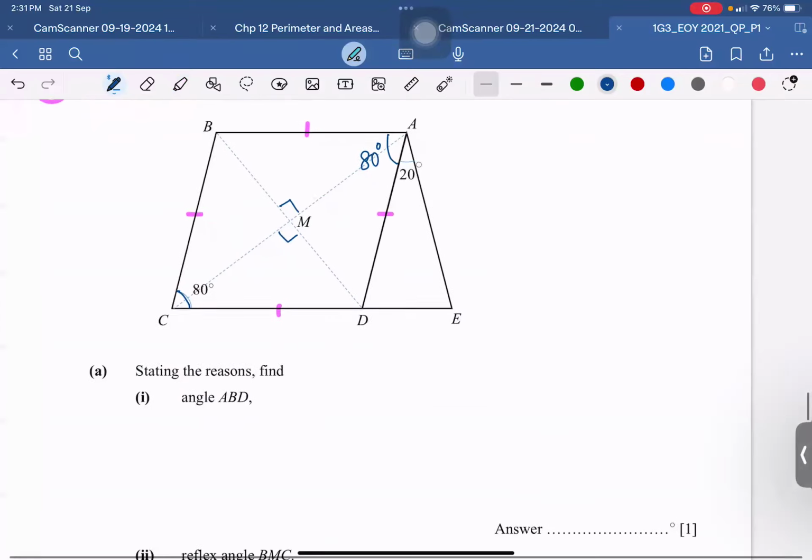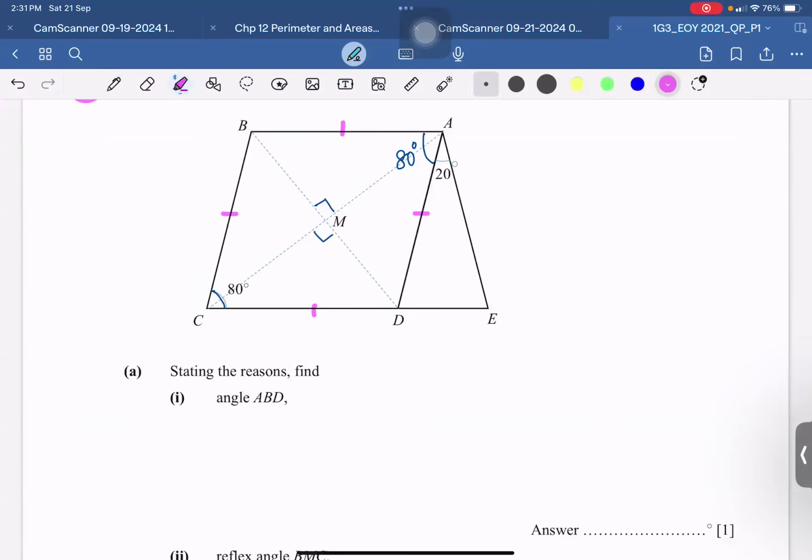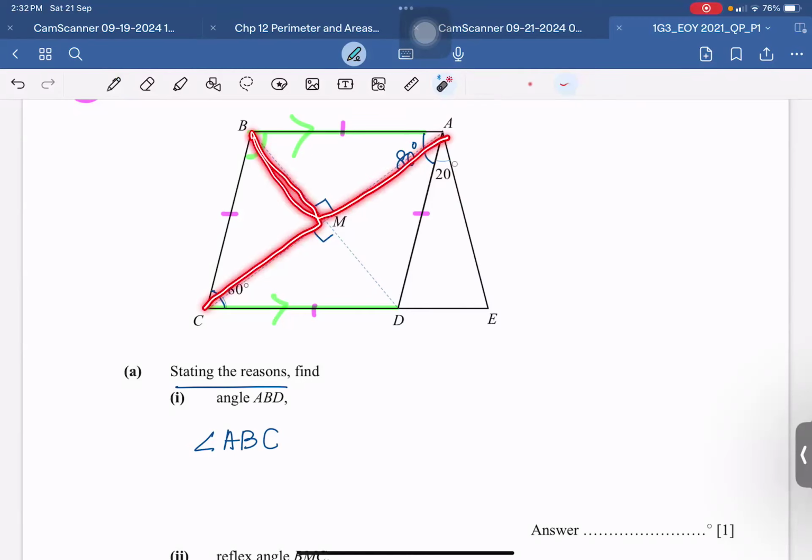Find angle ABD. Now for a rhombus, we have a pair of parallel lines. So therefore, you got interior angles over here. So stating the reasons, angle ABC. Wait, give me a minute. I want to find ABD, so I need to find ABC that I divide by 2, only because this is a rhombus, all the sides are equal. So they are all congruent triangles. The triangles are all the same.